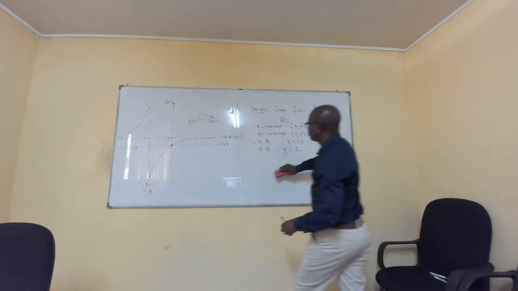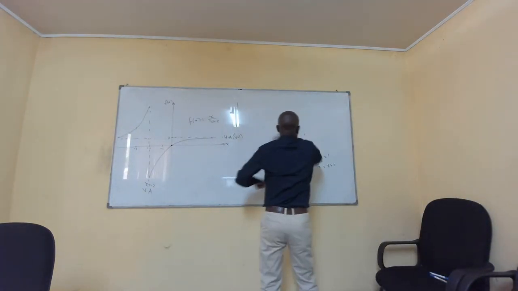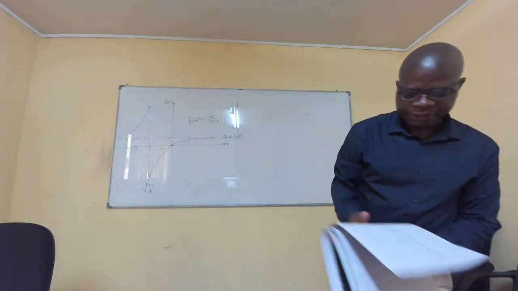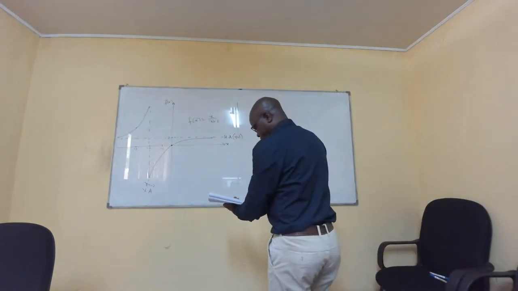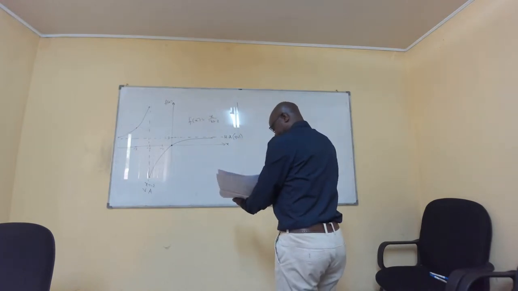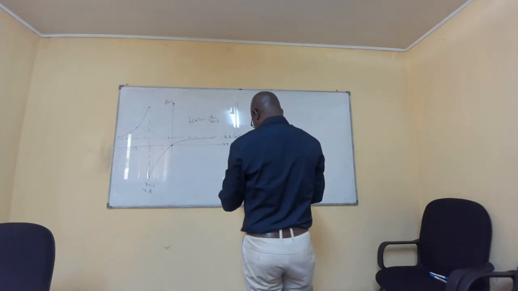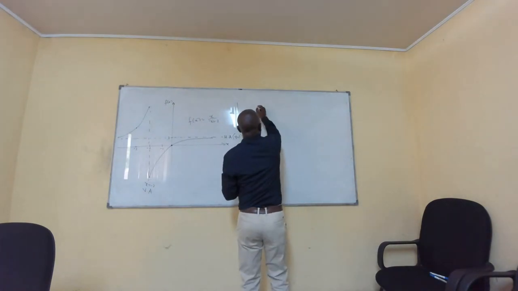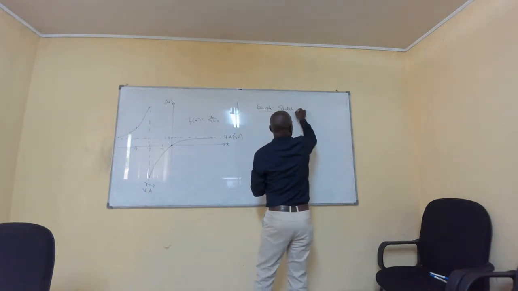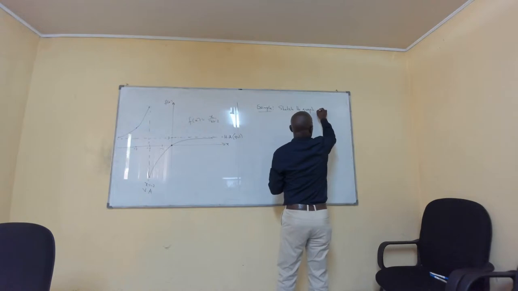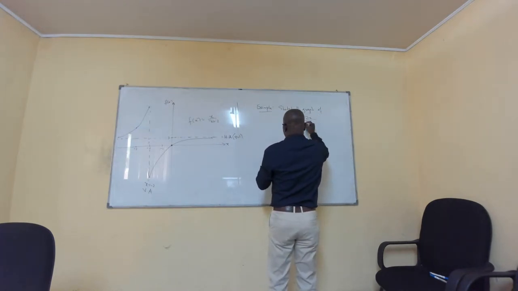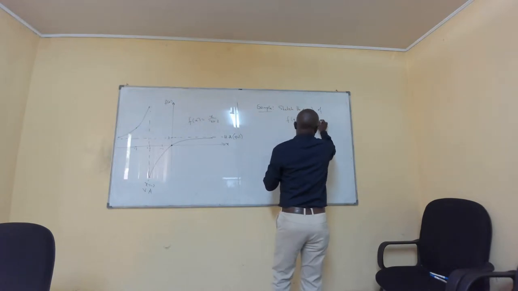Okay, let's look, we need to practice to develop the skill of sketching these without difficulties. So I want us to look at another example. Sketch the graph of f of x equals 2x over x squared minus 16.